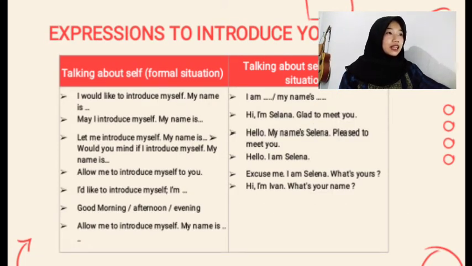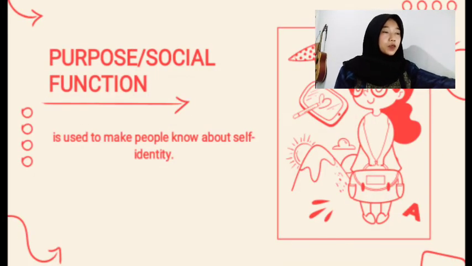Okay, in the next slide, you can see the expressions to introduce yourself in formal or informal situations. Okay, next slide, we have the purpose or social function of talking about self. It is used to make people know about your identity. It can be done both spoken or written.